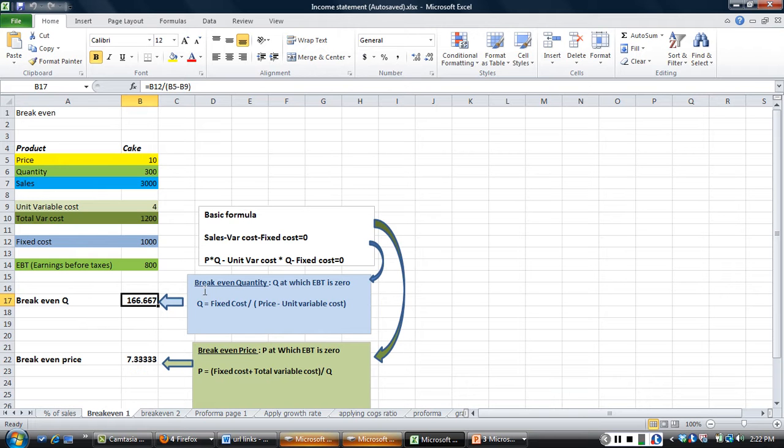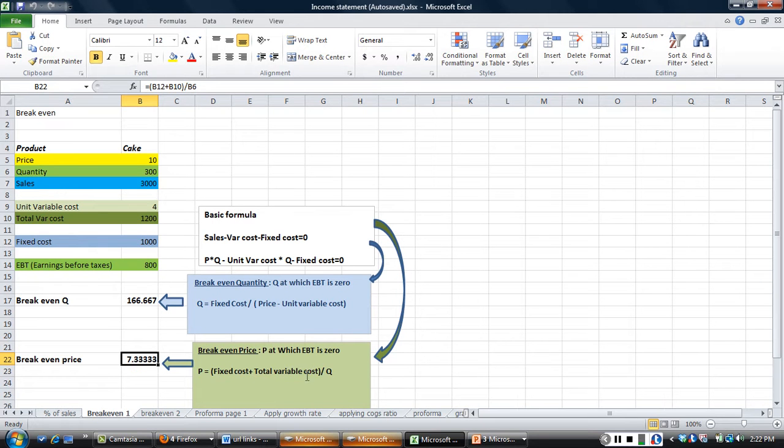Similarly, we can also figure out, okay, so what if we think we can sell 300 because that's what we can make, but what if we have to lower the price? How much lower can we go before we are at the point of break-even? So again, using the same formula, we reformat it, and again, you don't have to worry about reformatting yourself. I'm doing it for you. The formula is you take the fixed cost plus the total variable cost, the total cost basically, divided by the quantity.